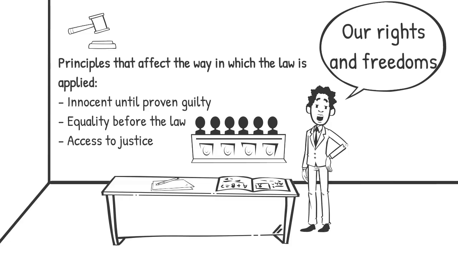Also, equality before the law, which means the law applies to everyone equally, whatever their ethnicity, gender, age, sexuality or disability. Finally, access to justice, which means everyone has the right to use the legal system, whether they have been charged with an offence or hurt in some way. Today, in the UK, the cost might limit access to the legal system. For example, richer people may be able to afford better skilled lawyers to represent them than a poor person.